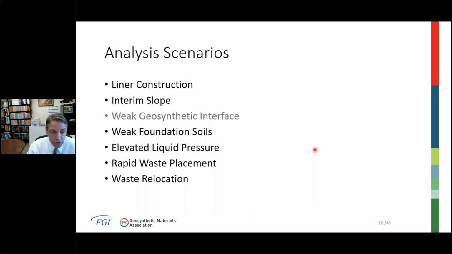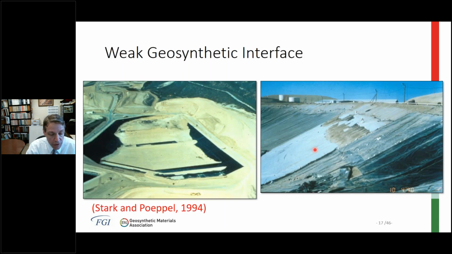Next up is the weak geosynthetic interface. This is probably the first and most looked at example of a weak geosynthetic interface. This is the Kettleman Hills case in California. First thing to notice is the valley is being filled up from the back and moving forward. And of course, this is an interim slope of about 100 feet, as we just talked about.